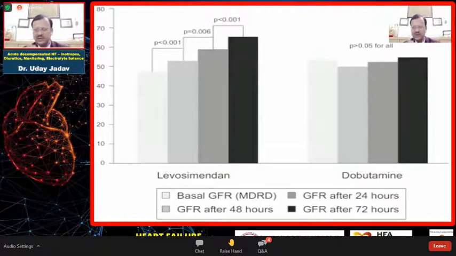So here is the comparison, a very nice slide between levosimendan and dobutamine. So you can see at the basal GFR and after 24, 48, and 72 hours, the progressive improvement that you get, a flattened out chart with dobutamine.